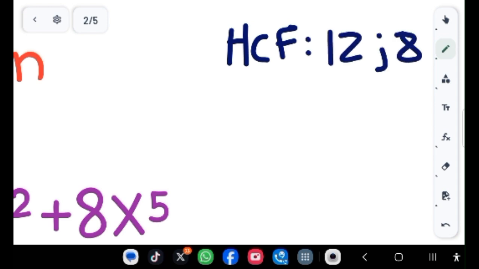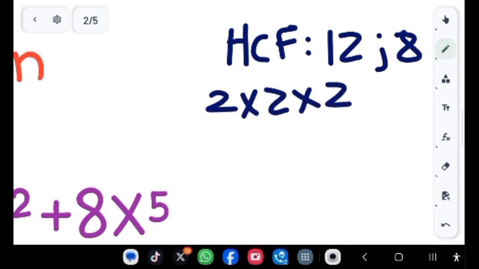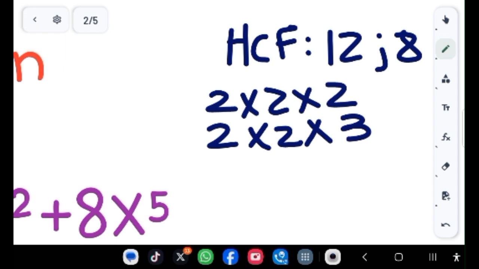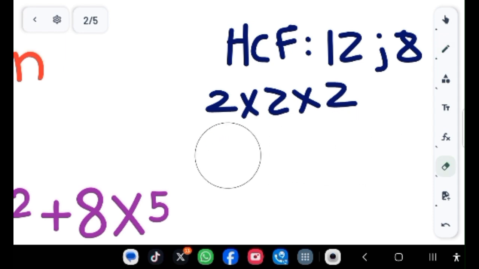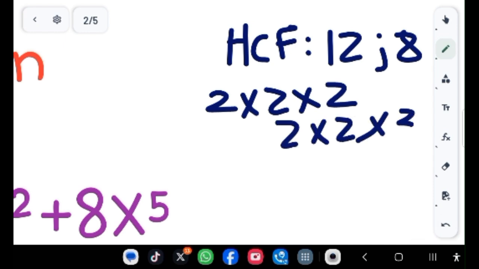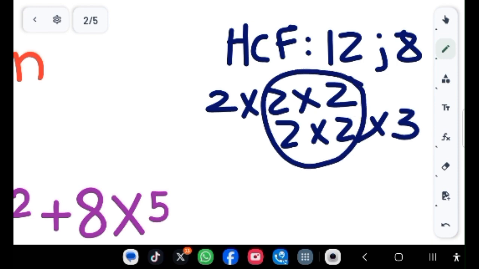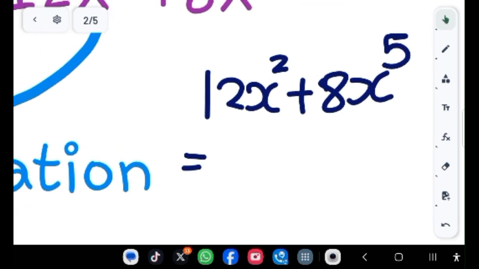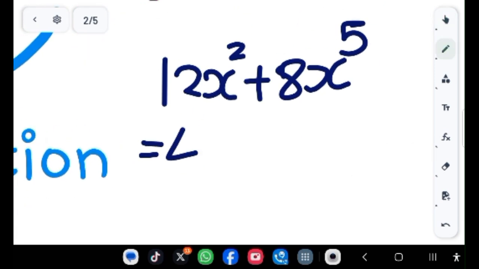Okay, 8 is 2 times 2 times 2. 12 is 2 times 2 times 3. Now the common factor is this part, 2 times 2, and that will be equals to 4. That is your highest common factor. That's what you take out. So you will take that common factor out.